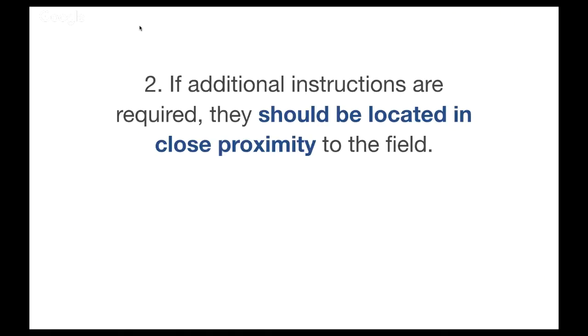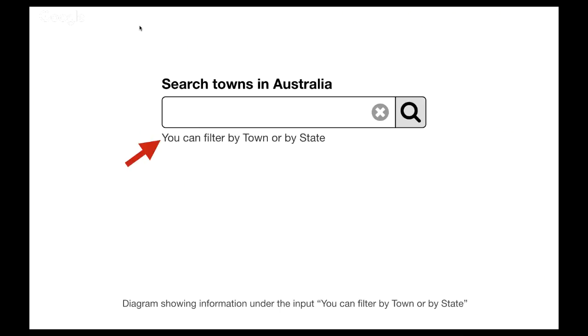Now, if there is additional information or instructions, they should be located as close as possible to that field. So in this diagram, we have a bit of extra information under the search box, and it says "You can filter by town or by state". And the most important thing is that proximity, that it's very clear to users that it's directly related to that input.